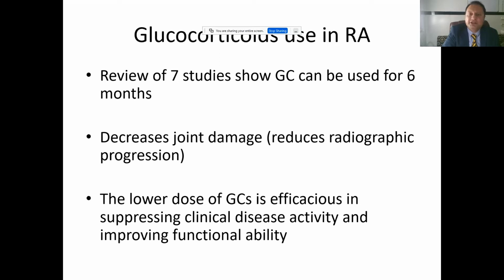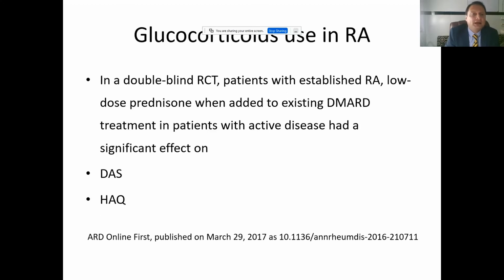I have briefly touched on rheumatoid arthritis here because of shortage of time. A review of 7 studies showed glucocorticoids can be used for 6 months in rheumatoid arthritis, although my own tendency is to use it for a brief amount of time and certainly establish our patients on disease-modifying anti-rheumatic drugs. But there is definite evidence that this decreases joint damage and reduces radiographic progression, and in low doses, these medications are efficacious in suppressing clinical disease activity and improving functional ability, so quite useful in that sense.